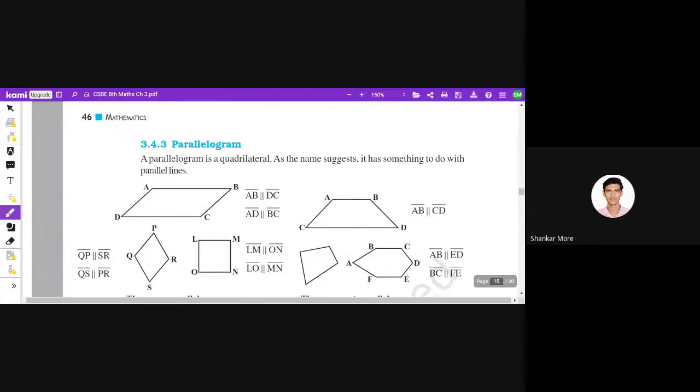Now, the next figure that we are going to learn. Yeah, sir, but all sides are equal, I did not understand it. So basically, Raj is saying that a square cannot be a kite.